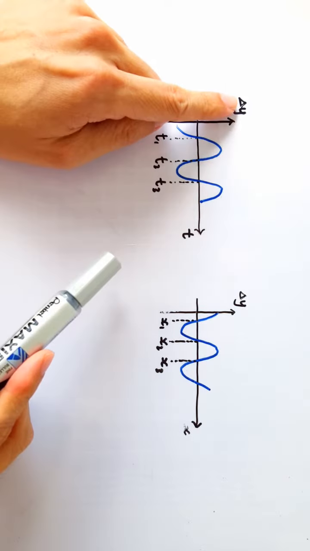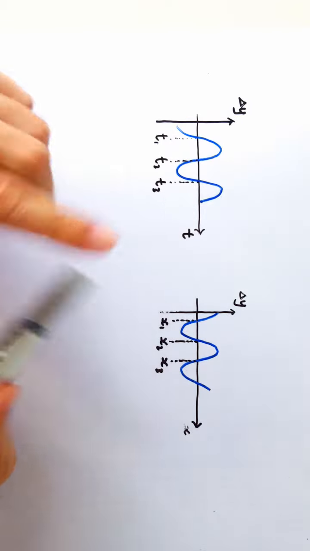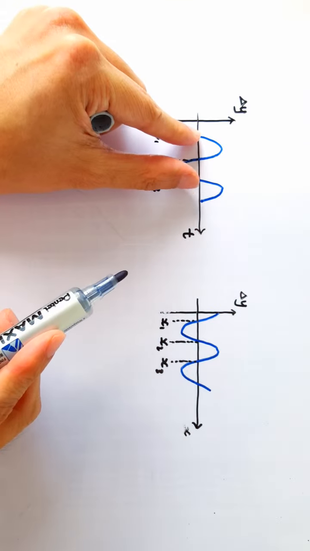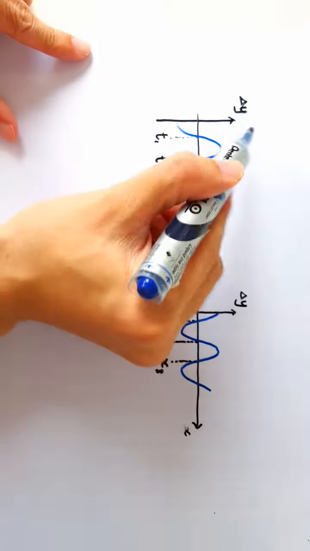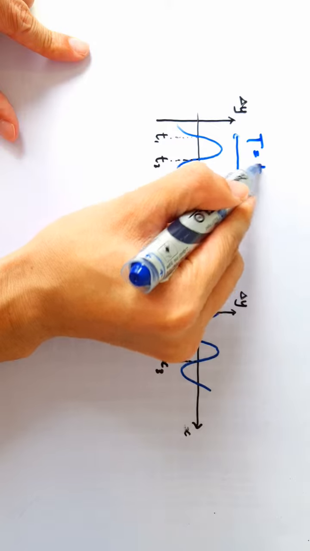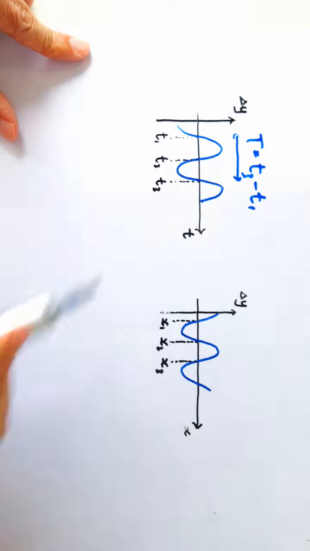Okay, so this is the displacement time graph. What we can tell from the displacement time graph is the period. So this is the period here, right? So we know that the period is t3 minus t1.